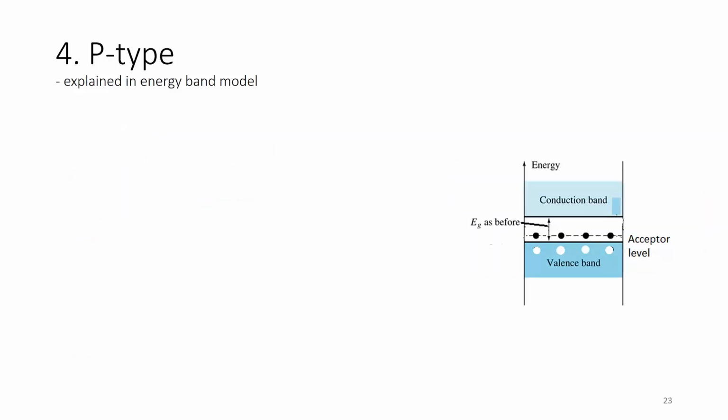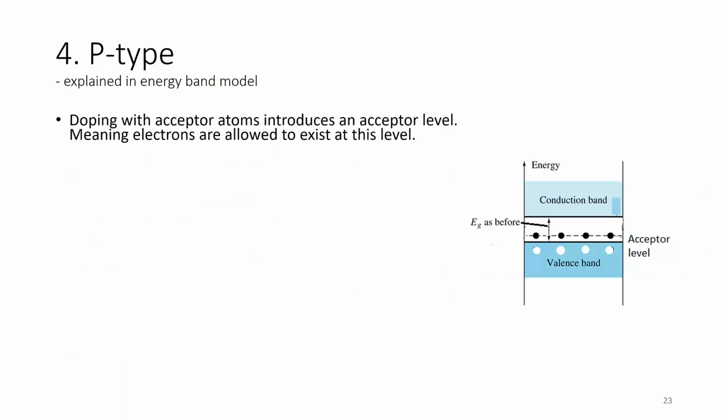So p-type is doping with acceptor atoms instead of donor atoms. What acceptor atoms do is introduce an acceptor level, meaning electrons are now allowed to exist at this level. In the energy gap, it introduces a level that is close to the valence band.